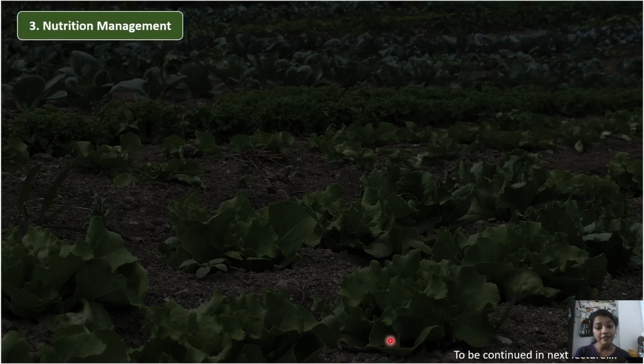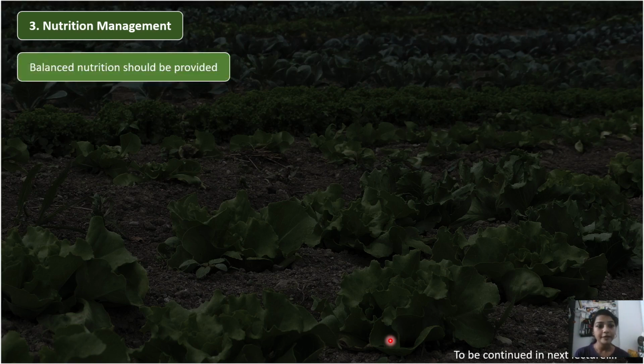The third thing that we are going to understand is nutrition management, right? So balanced nutrition is a very important part in organic farming.